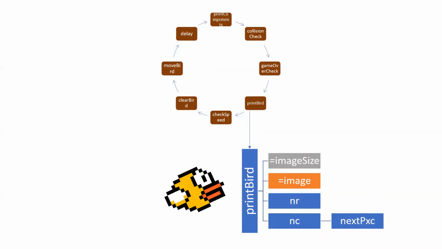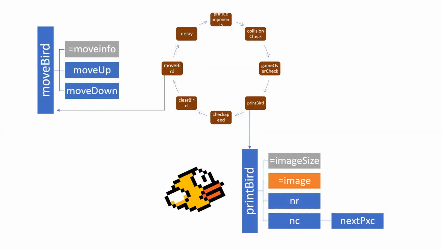This print_bird function is used for printing the bird to a given position, which is determined by the values in registers R10 and R11. For the whole program, R10 keeps the bird's current row information and R11 keeps the bird's current column information. After that, we designed the function to move the bird to another position.